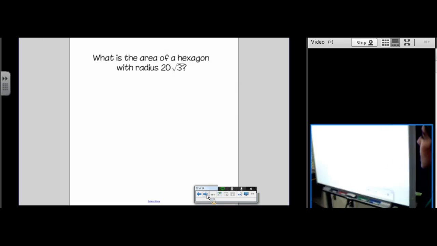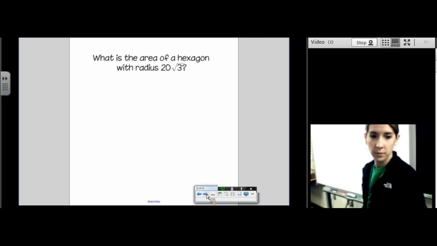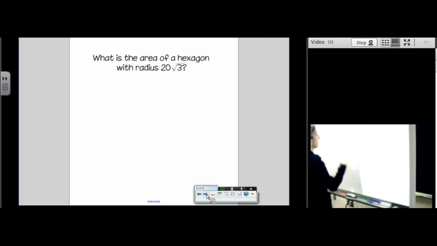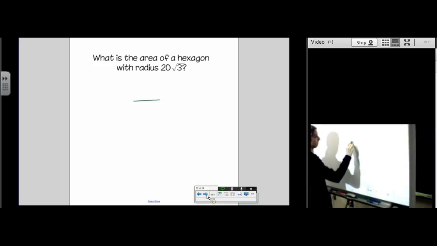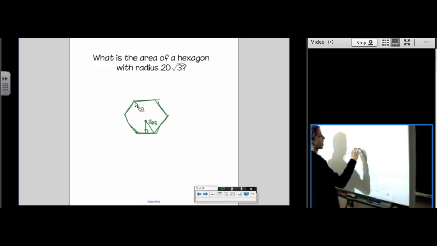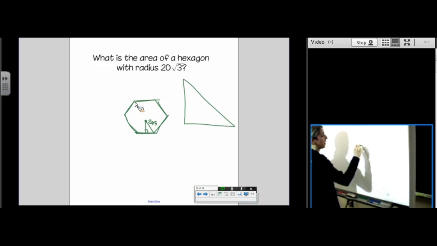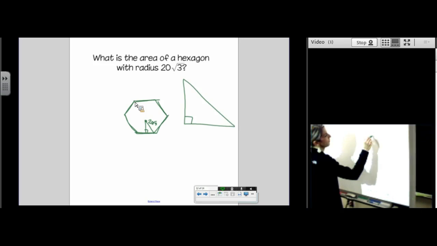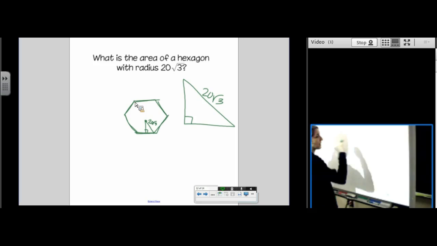What's the area of a hexagon with a radius of 20 root 3? So, hexagon. Good enough. Okay. The radius is 20 root 3. We know that we have a 30, 60, 90 triangle. A lot of times I take that triangle out and I draw it larger so I can see what's going on. 20 root 3 is across from 90. In a hexagon, we know that the 60 goes here because 120 divided by 2 is 60.